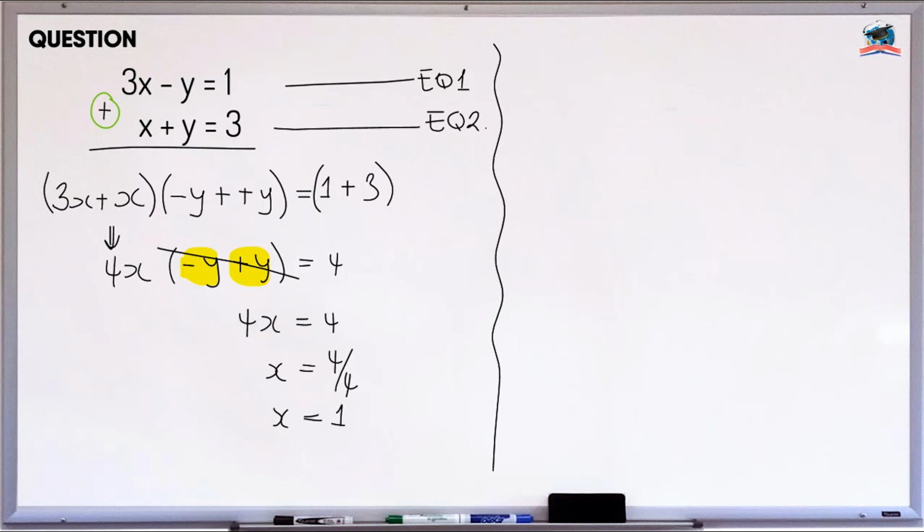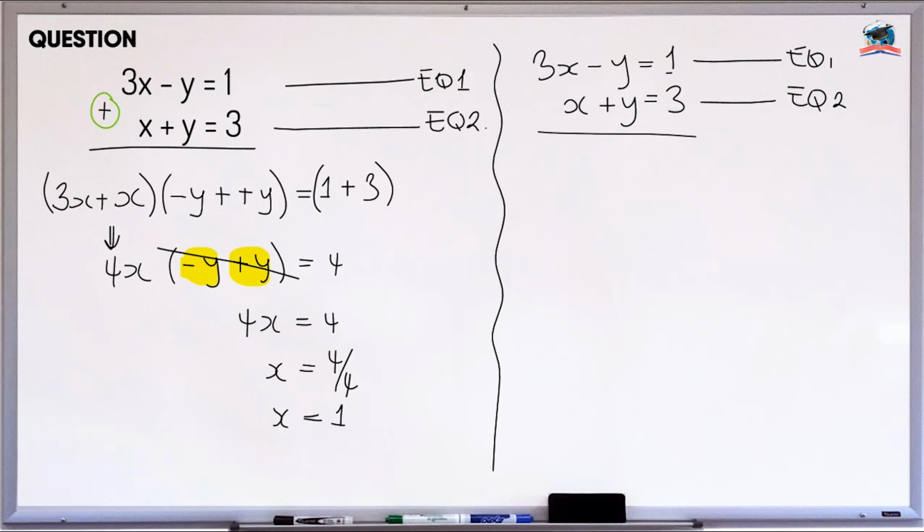The same question, which is 3x minus y is equal to 1. Remember, we call that equation 1. And then we have x plus y is equal to 3. That's just the same question we had on the left hand side. Equation 2. Now let's see if we subtract, what's going to happen.